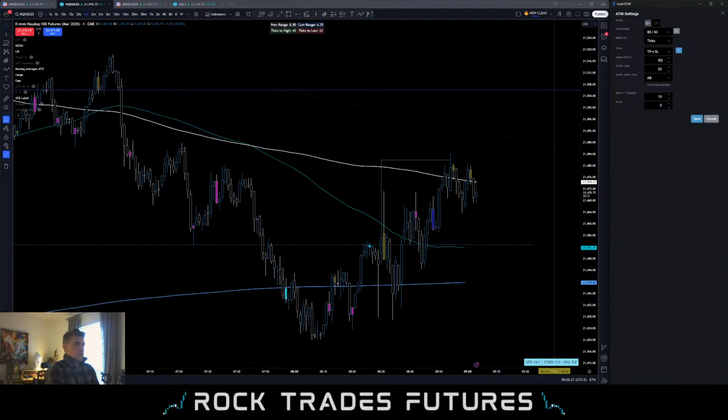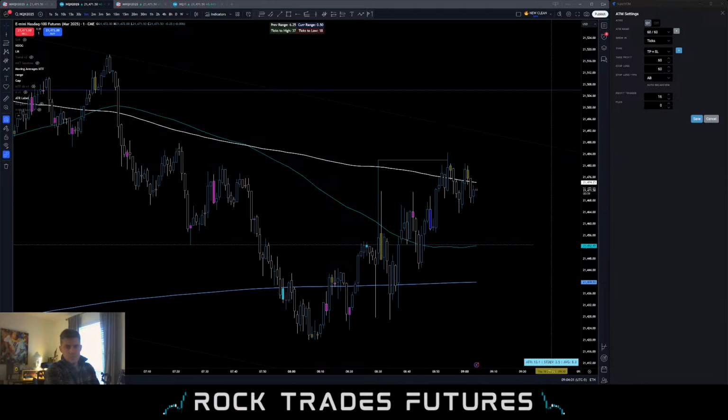Also, I want a 60-60 here. 60 ticks target, 60 tick stop. Let's see here. Let's see, close.